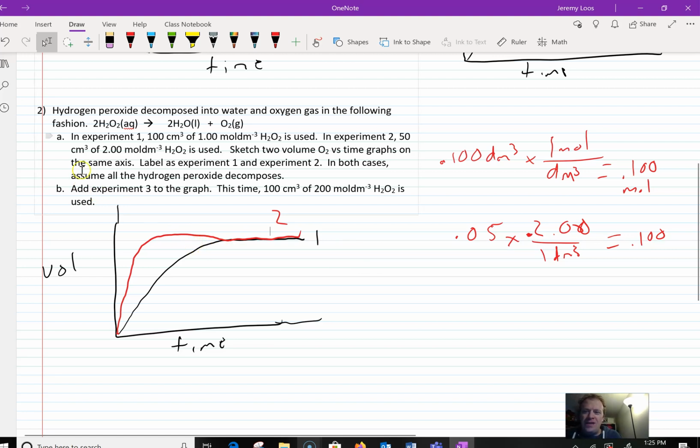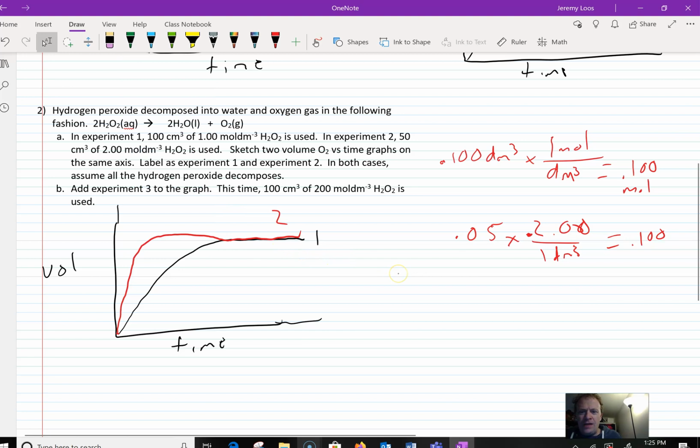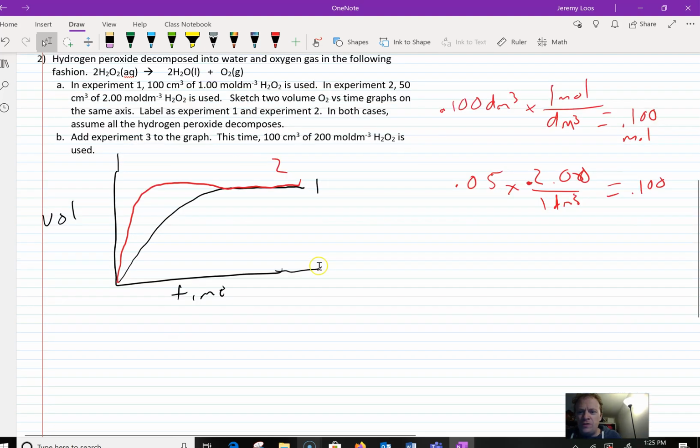Okay, so all that said, if you didn't do B yet, and maybe you messed up A, with your newfound knowledge, maybe you could take a second and pause it and do experiment 3 before we go any further. Okay. So let's take a look at experiment 3. I'll do this in green, and it says at experiment 3 of the graph, this time 100 cubic centimeters of 2 molar H2O2 is used.